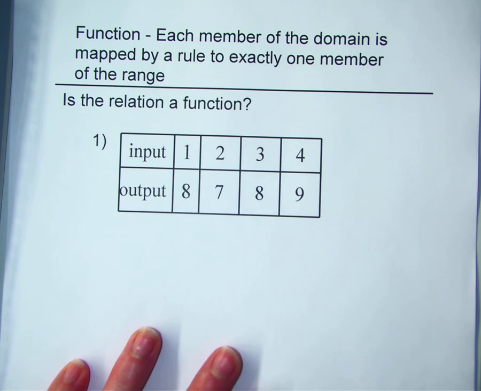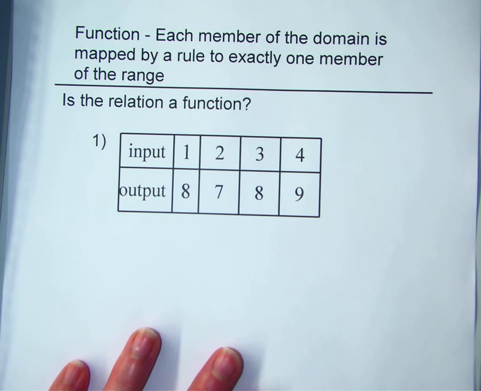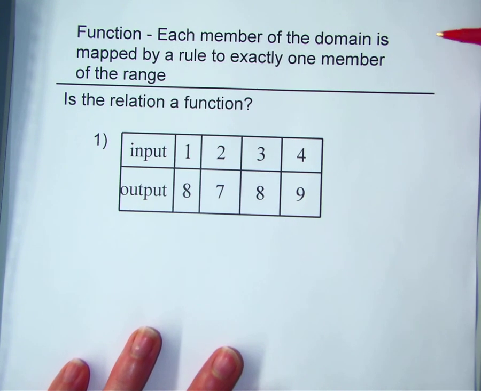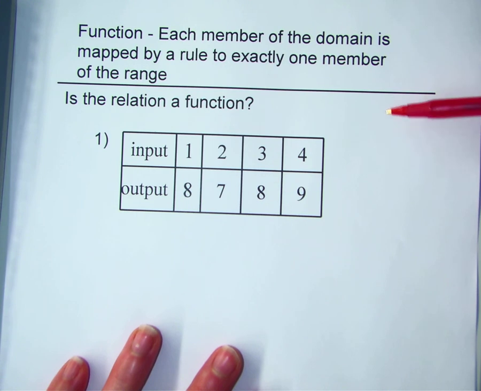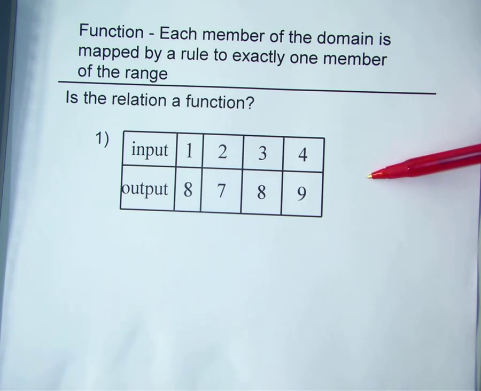I'm going to go ahead and explain this question here. Is the relation a function? The definition of a function: each member of the domain is mapped by a rule to exactly one member of the range. Here, the rule for the relation is shown as a table. There are many different ways that you can show rules for relations. In this case, we're doing it by a table.